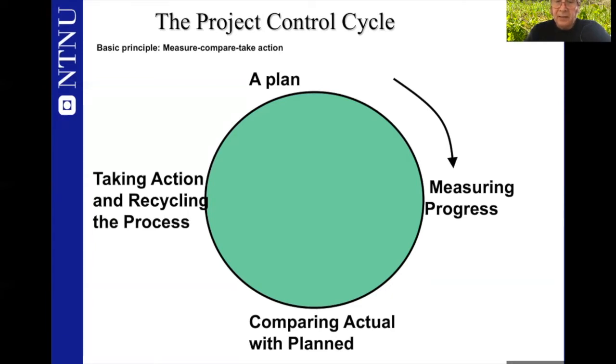And then the third step is to compare the actual data with the plan data. We measure, this is our actual, we compare it with the plan, and then based on the deviation between the actual results and the planned or intended results, which is the planned value, we take the intended actions, and we recycle this process again. This is the core of this project control principle.